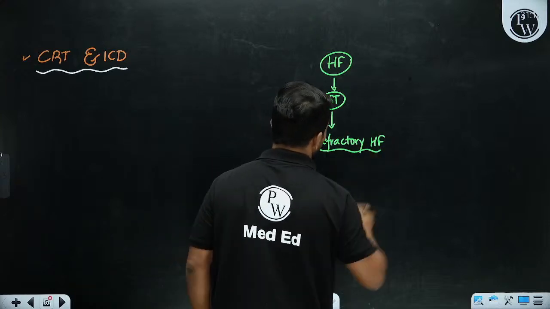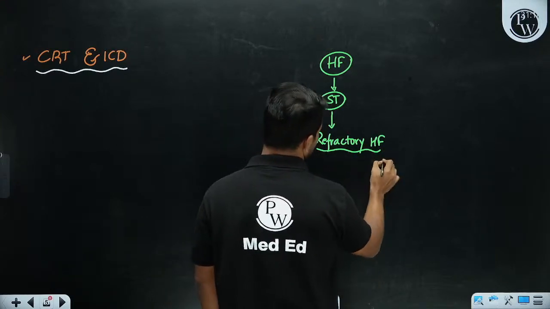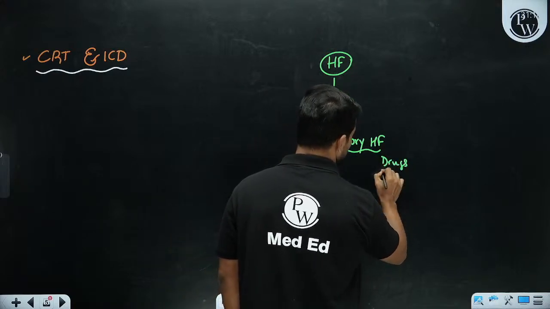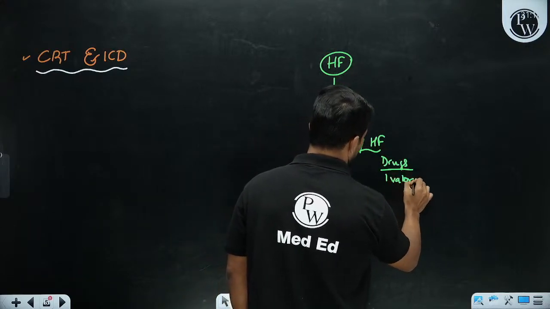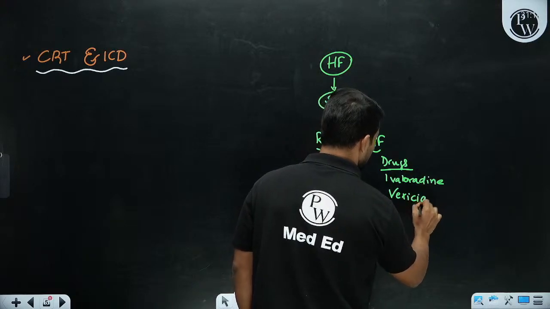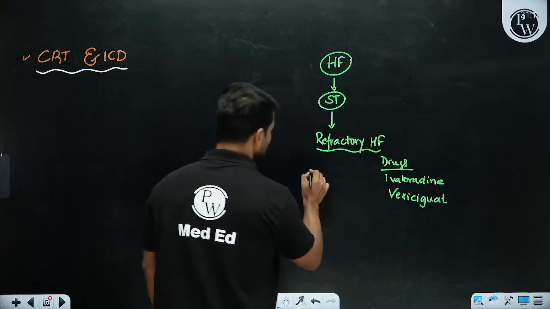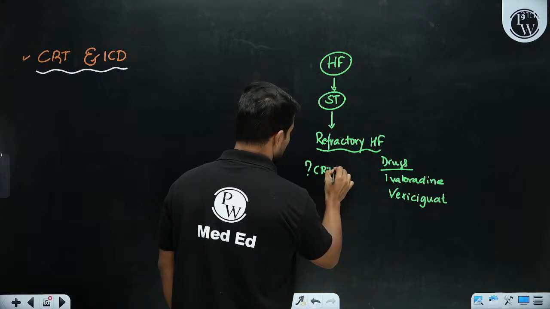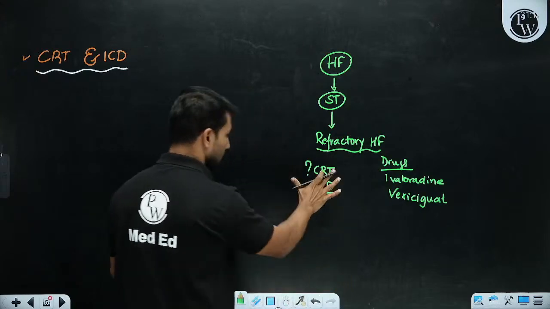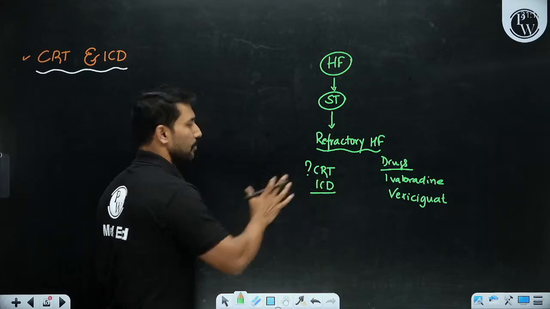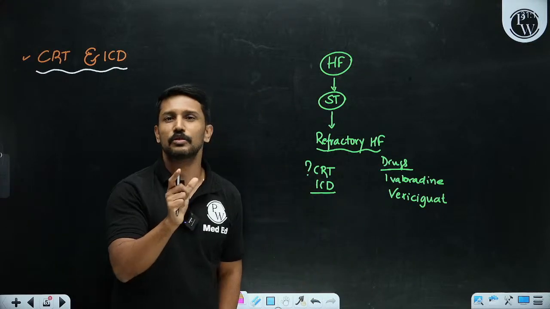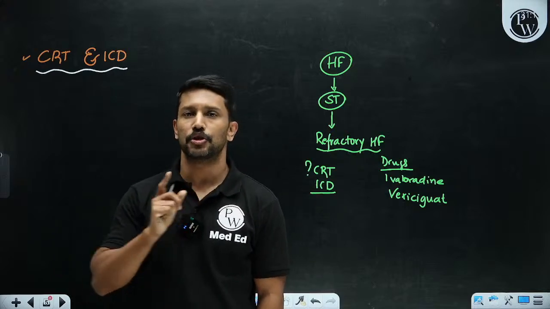अब refractory heart failure क्या है? When despite standard treatment, patient symptoms are not controlled. So we can think of drugs like Ivabradine and Vericiguat. Now apart from that, we have to consider cardiac resynchronization therapy, and we have to think of the implantable cardioverter defibrillator. How will we make a decision about this? It is primarily going to be based on patient's two things: status of symptoms and the ejection fraction.